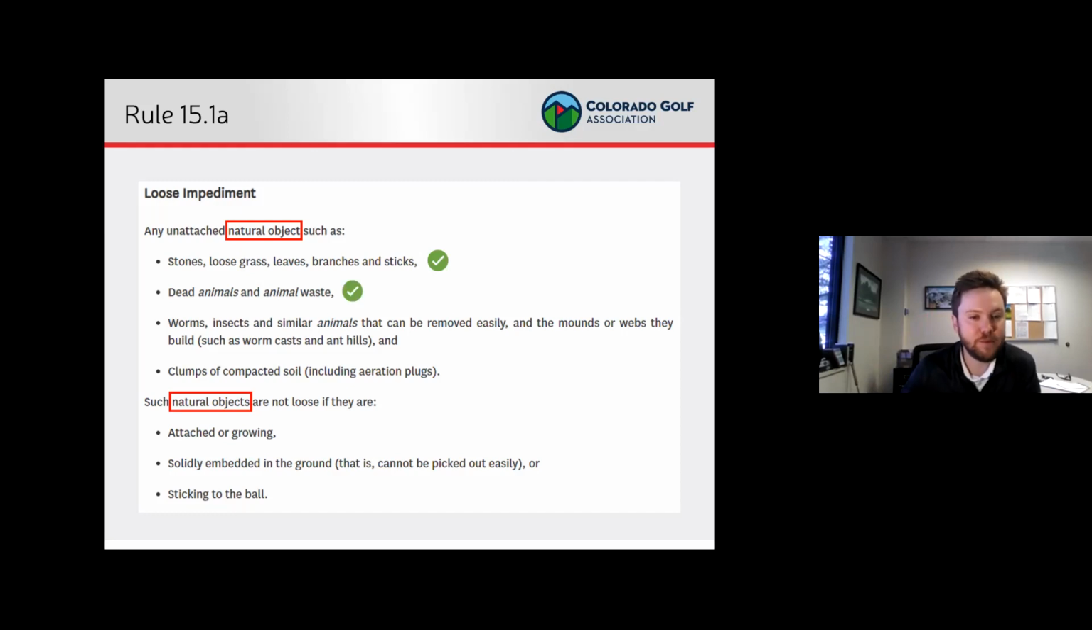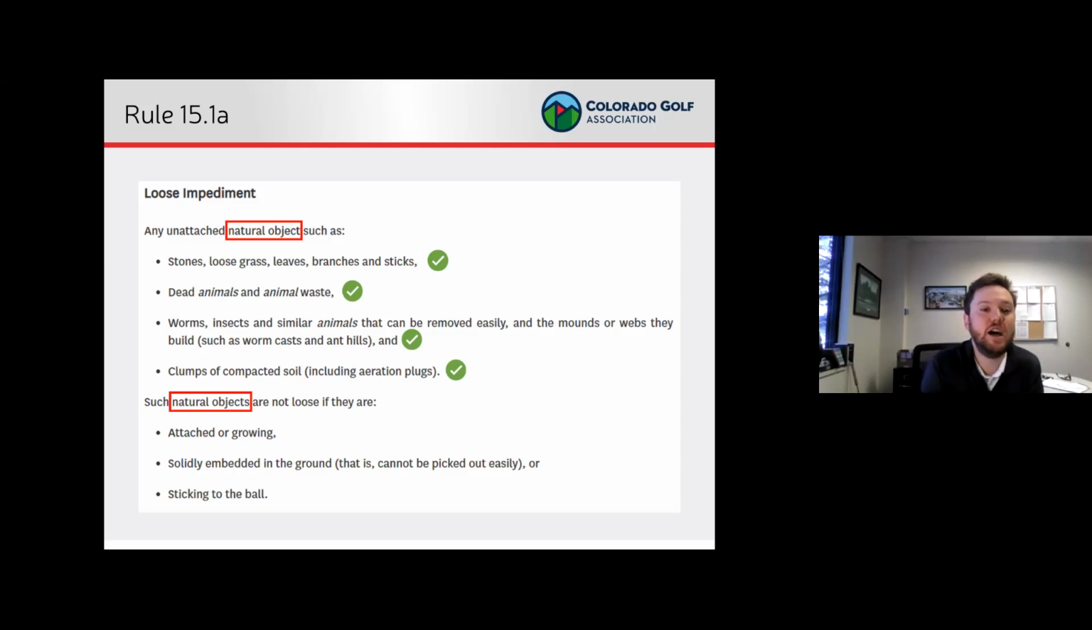Again, dead animals and animal waste, worms, insects, similar animals. We don't do anything for that to happen out on a piece of land, right? Those are just part of the ecosystem of a golf course. And then clumps of compacted soil. These are natural objects. The clumps of compacted soil, you could argue, are not terribly natural because it's a very specific process to pull them out of the ground. But in the end, from a very large view, they are parts of the earth.